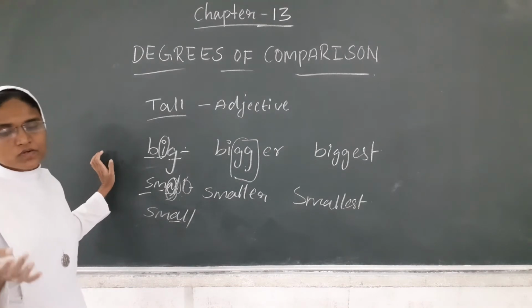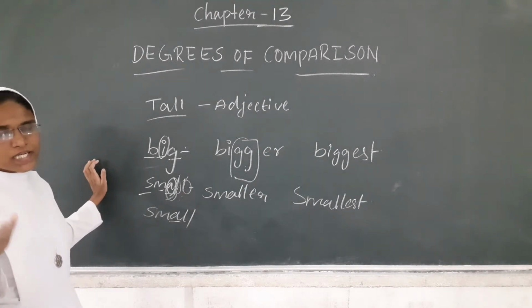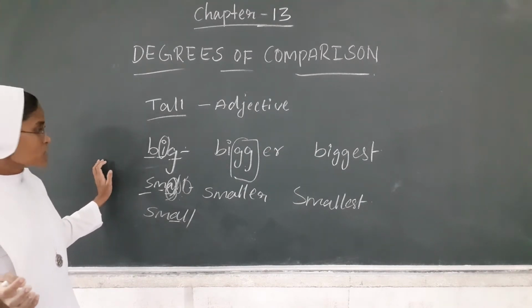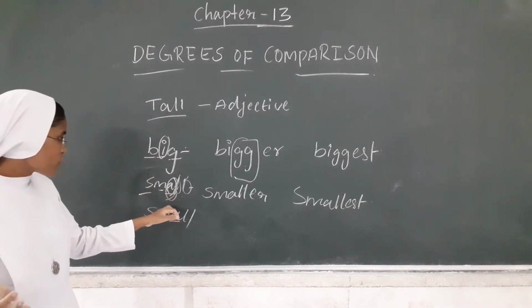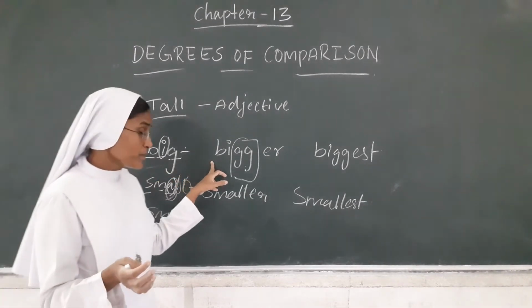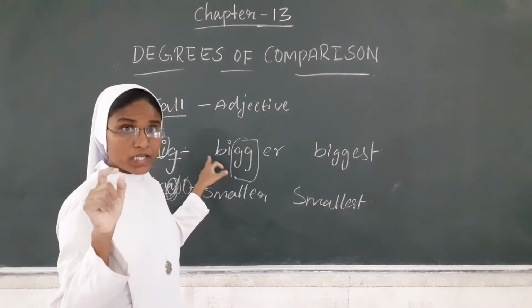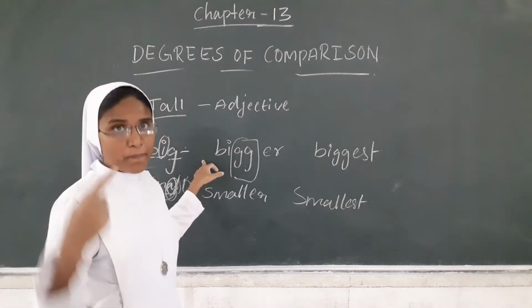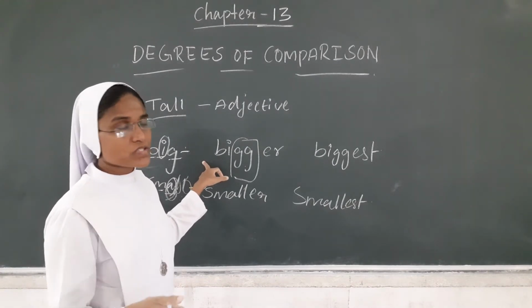You know the vowels, no? A, E, I, O, U, these are vowels. So here in the middle of this word, vowels came. When the vowels came, in the single vowel, we make the consonant double. We make the consonant double.